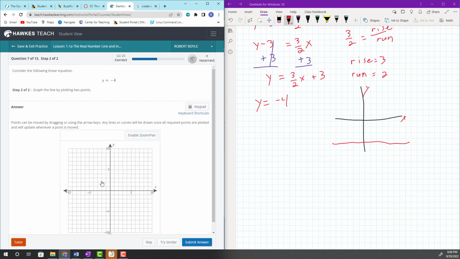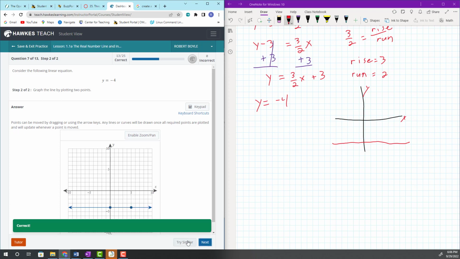For the next one, I almost forgot, we need to graph the line. To do that, all you need to do is remember, no matter what x is, y is going to be -4. So if x is 0, y is -4. If x is 5, y is -4. There you go.